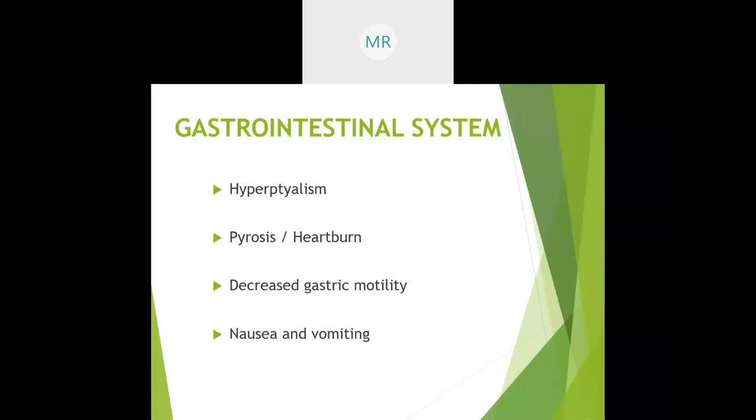Okay, we also have, as part of the normal GI system, constipation, gas, and flatulence. And this is all happening due to the displacement of the stomach and the slowed intestinal peristalsis. Then we have a decrease in gastric motility and also nausea and vomiting. And nausea and vomiting is very common during the first trimester.